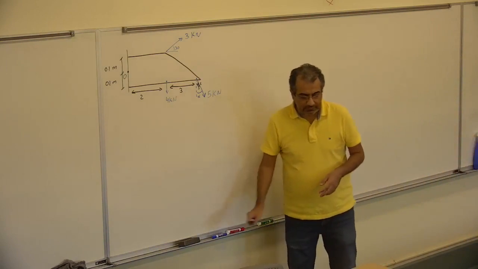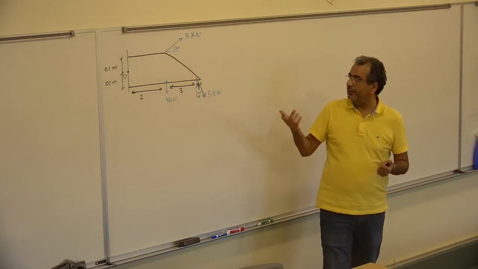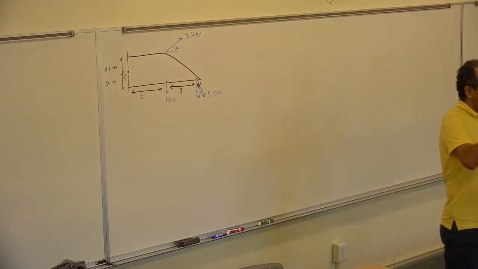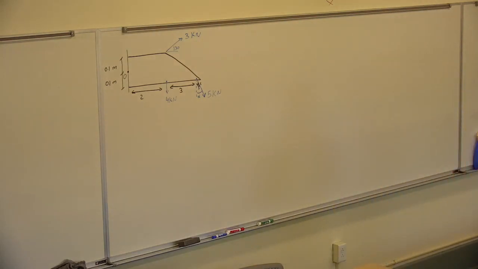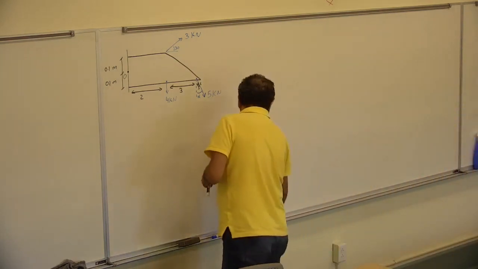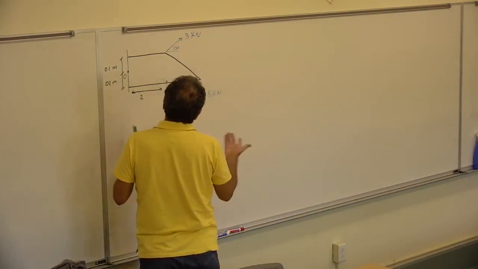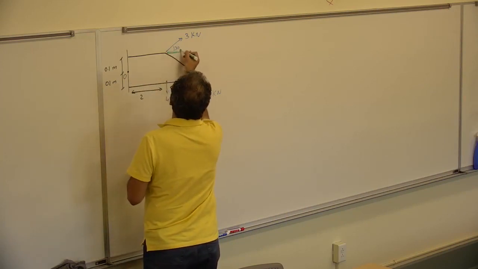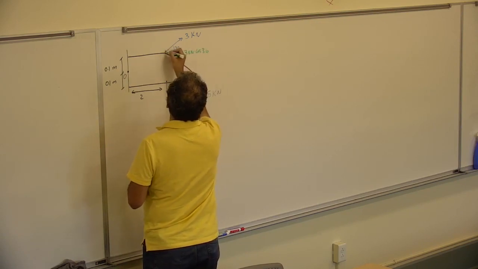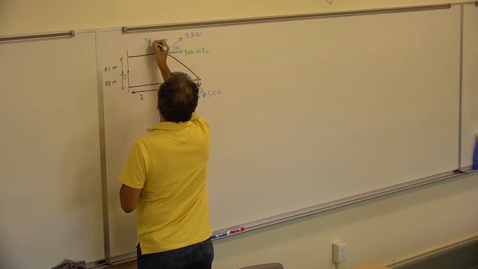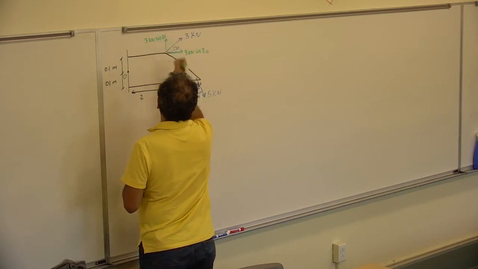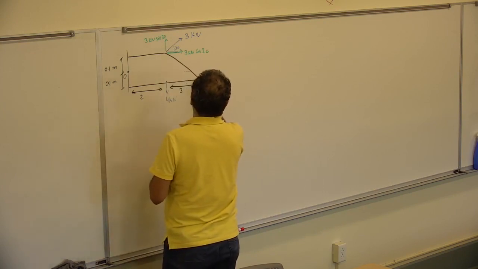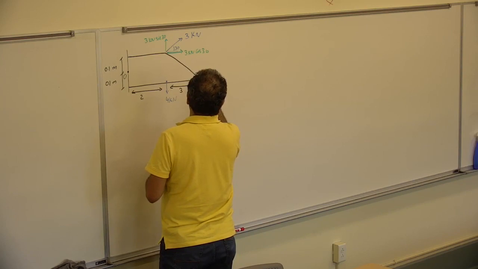So the first step when we want to work with this kind of problem is that I have to find all the x and y components of the forces. Go ahead, try to find the x and y components. Here, the 4 kilonewton is already vertical, so I don't need to do anything with that. This one is going to be 3 kilonewton cosine 30, and this one is going to be 3 kilonewton sine 30.